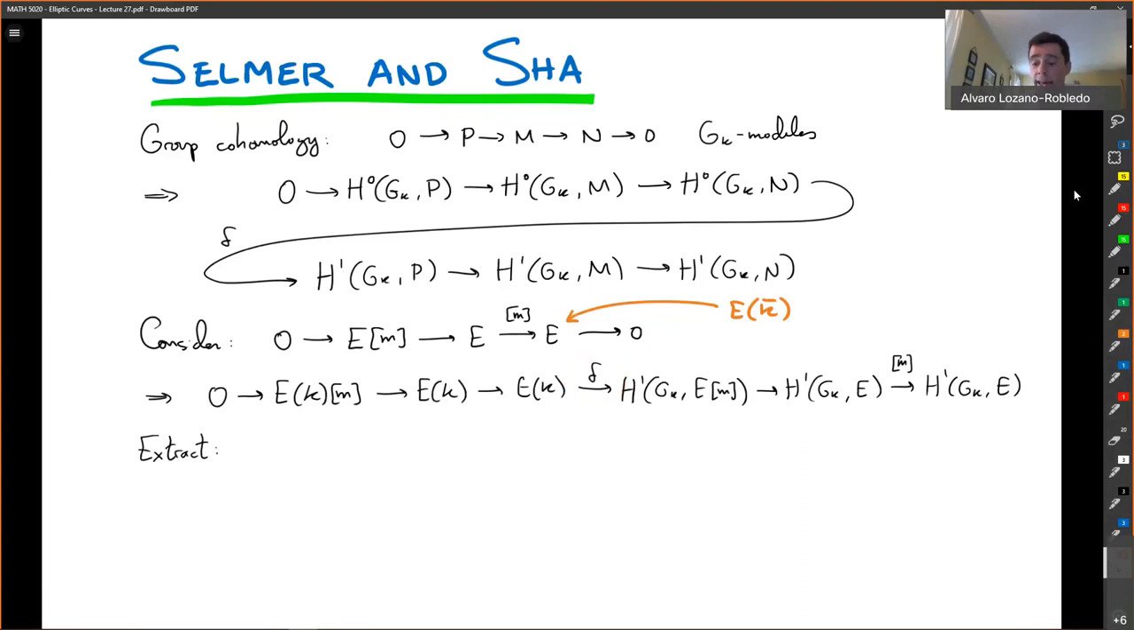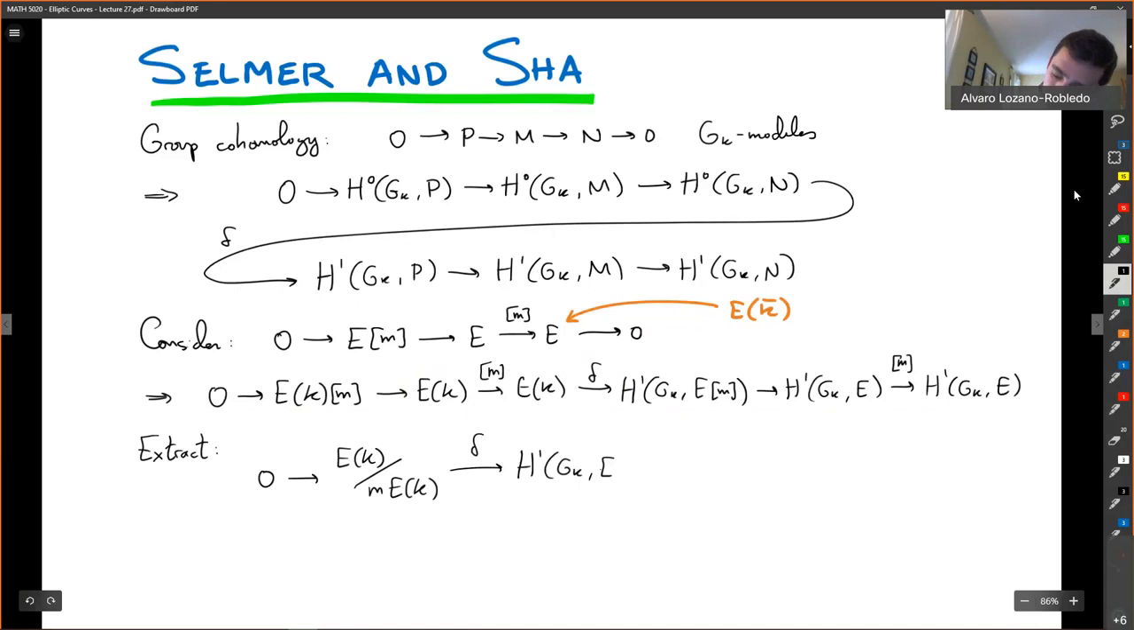And so this map delta, what is the kernel of this map? The kernel, because this is an exact sequence in cohomology, this whole thing is exact. The kernel of this map is the image of this map. The map here is still multiplication by M. So first of all, I have an injection of E(K) modulo M E(K), still induced by delta, into H1 of G_K, E[M].